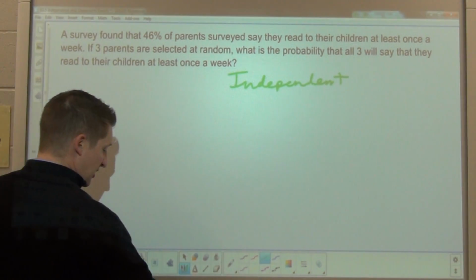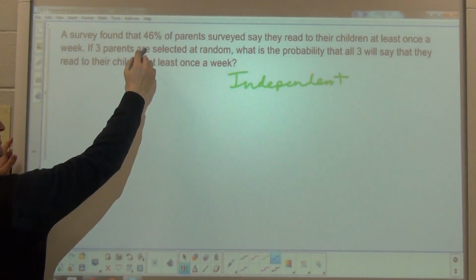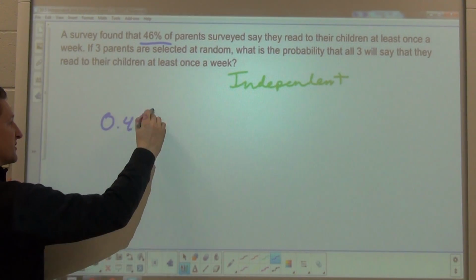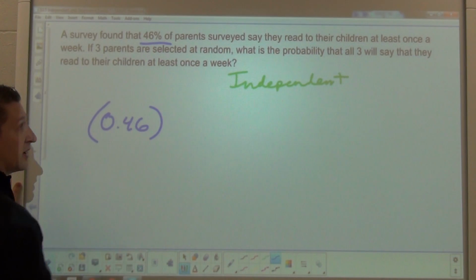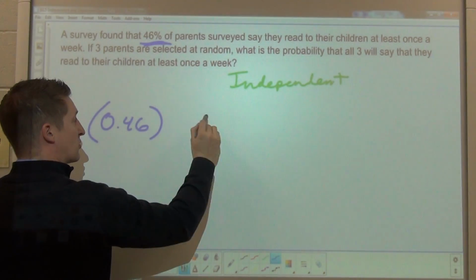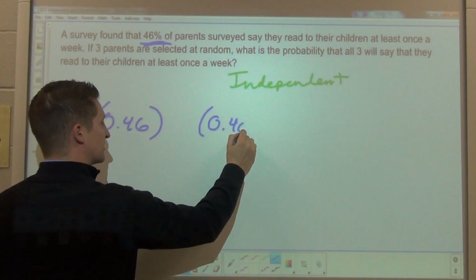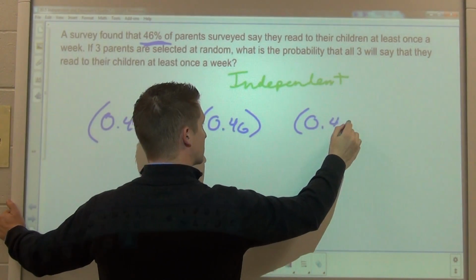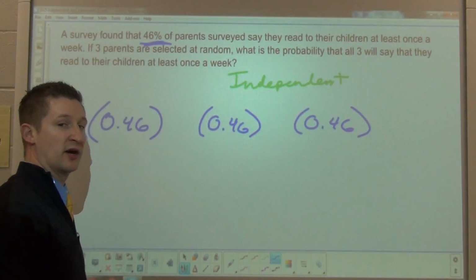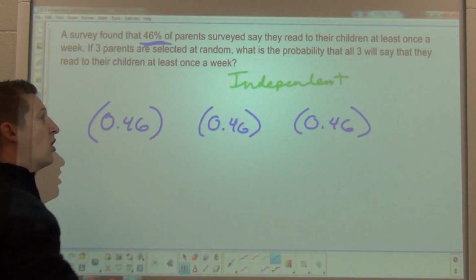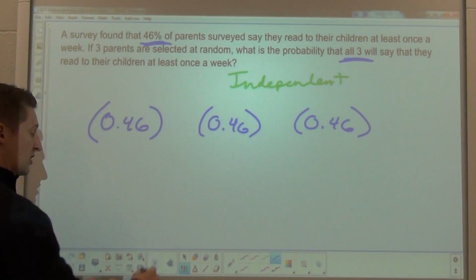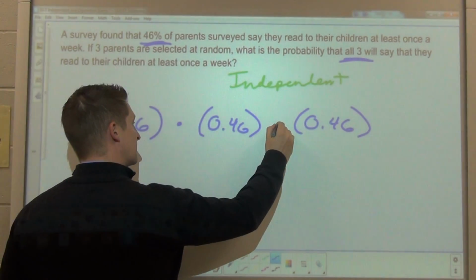So the probability of the first parent saying, yes, I read, well, that's 46%, or 0.46. There's parent A. Parent B, same percentage according to the survey, so we're going to take 0.46 again. Parent C, same percentage once again, so another 0.46. And because, again, these are independent events, and I want to find the probability of all 3 saying, yes, I read to my kids once a week, we're going to multiply those together.